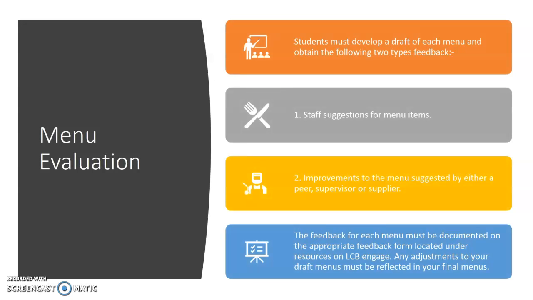The evaluation. So once you've got a draft menu, you're going to have that menu evaluated by myself, your peers, as well as we're going to have an industry professional dietitian come in and have a look at these menus. Once you've received that feedback on your menus, that evaluation, you can then document that and then use it to reflect and create your final menu. And that will be the end of Assessment Task 1.